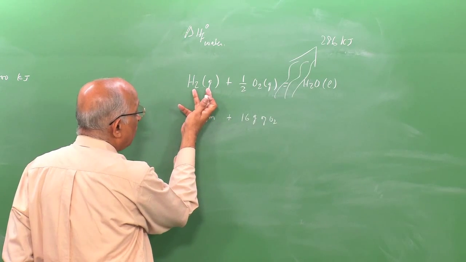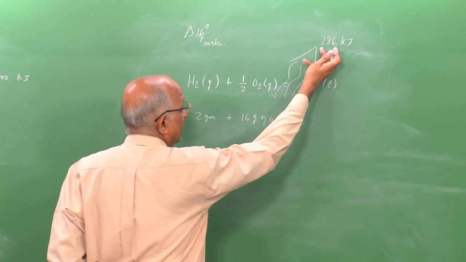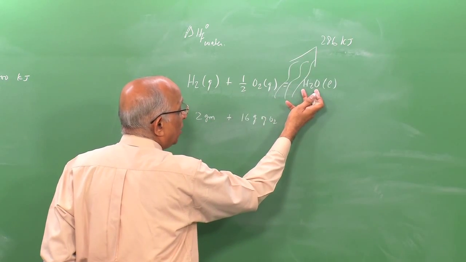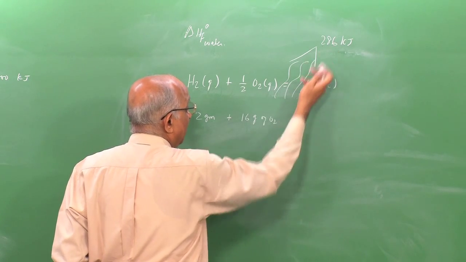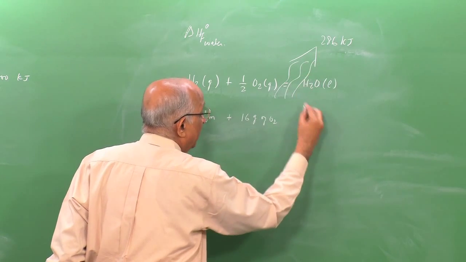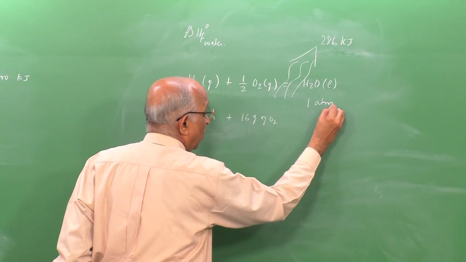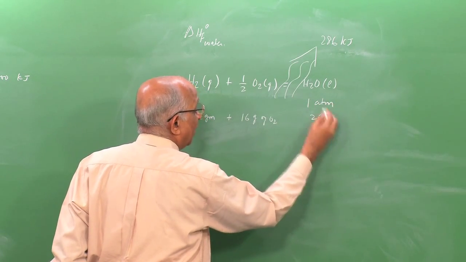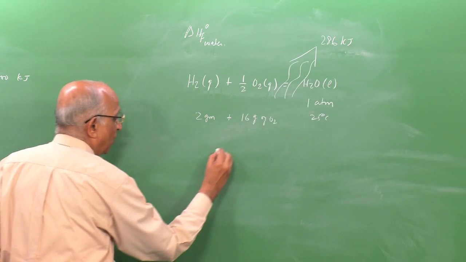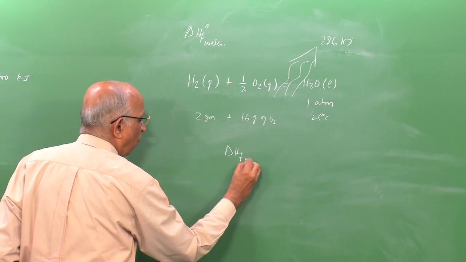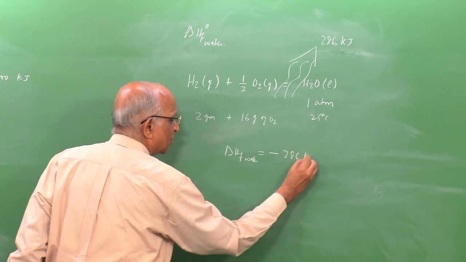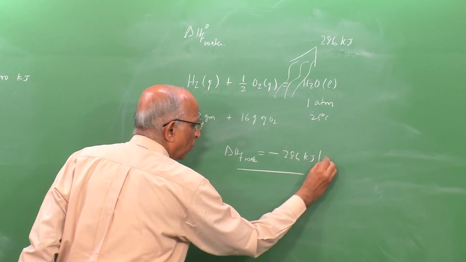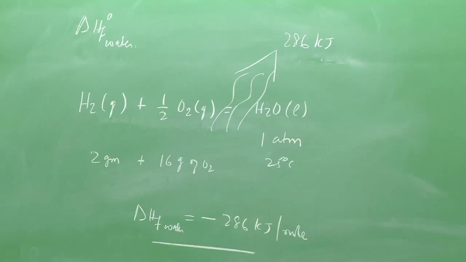That means for every 1 mole of hydrogen consumed, or rather when 1 mole of water is formed, I have an energy of 286, and if this has to be brought back to the standard condition of 1 atmosphere pressure and 25 degrees centigrade, I have to remove this heat. Therefore, I say the heat of formation of water as a liquid is equal to minus 286 kilojoules per mole.